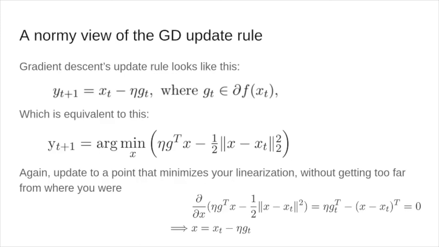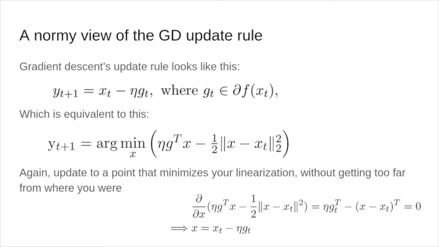But another way we can write this is by saying you start at some point and I want to end up at the point that minimizes following that point and going in the gradient, but doesn't have too big of a distance from where we started. So the derivation on the bottom, you just take a derivative of that and you pretty easily get the same thing. The intuition is that with a big gradient, you'll go farther before the regularization kicks in. So you update to a point that minimizes your linearization without getting too far from where you were. So that's just an equivalent way of thinking about the standard gradient descent update rule.